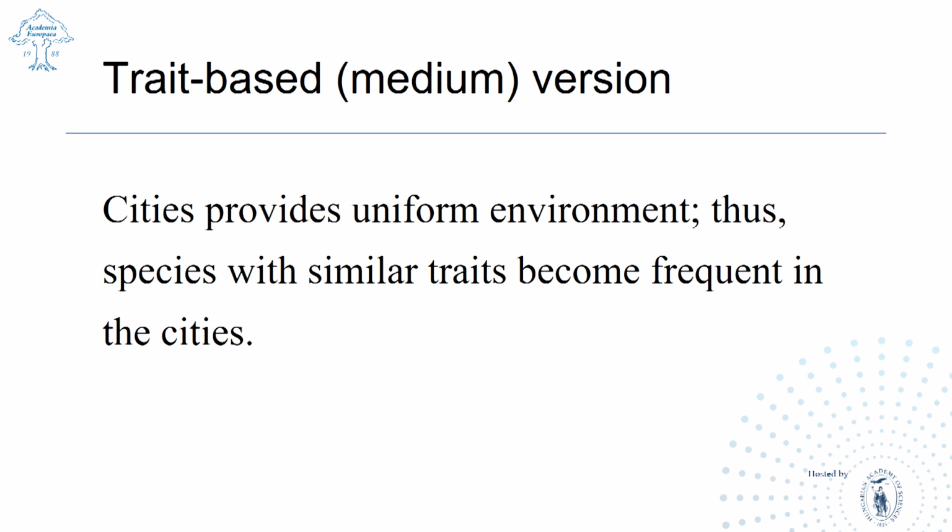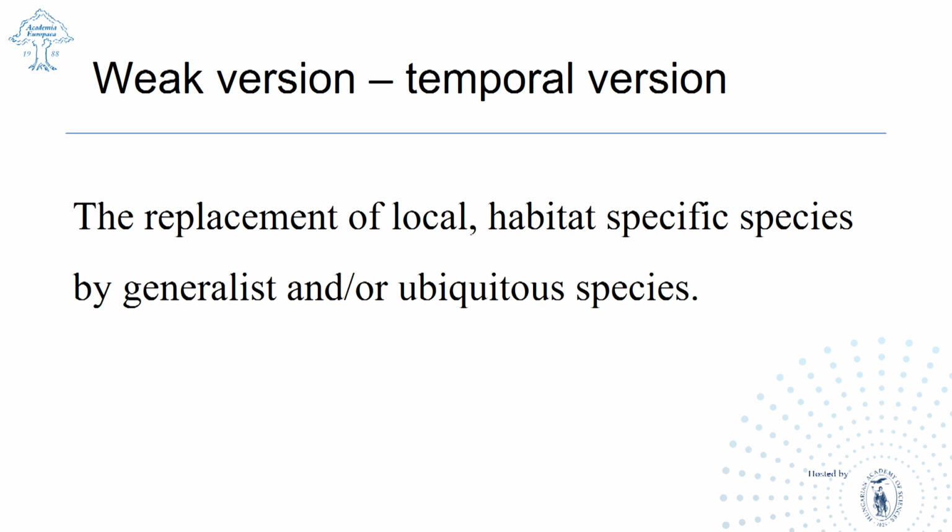That's a trade-based version. You can argue that it's a medium version, but maybe better to see it as a trait-based version. So the cities provide a uniform environment, and this means that the species with similar traits become frequent in the cities. Although if you would like to test it on your data sets, still you may argue whether you are using the narrow definition of the trait or the general idea behind the traits, because you may get a different conclusion. And the weak version, that's the temporal version of the statement.